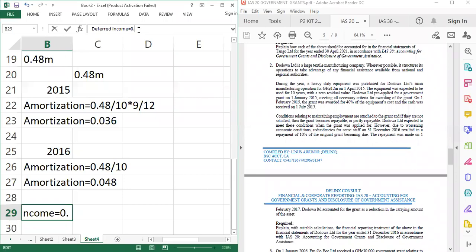Yes. So what are you getting? 0.396. 0.396, yes.